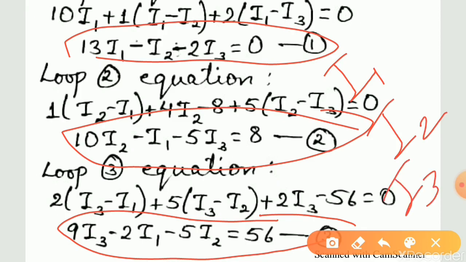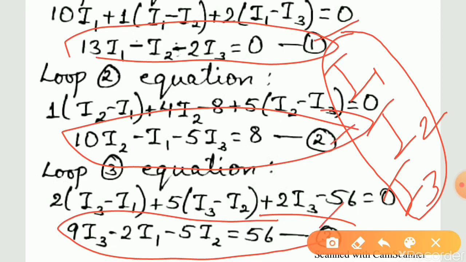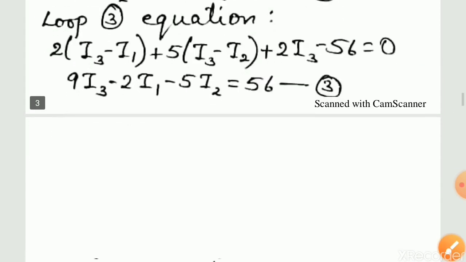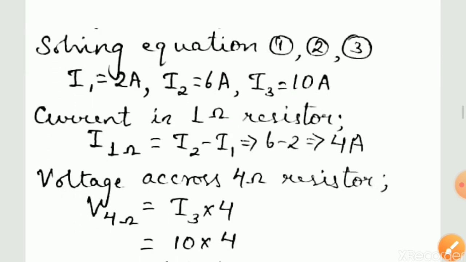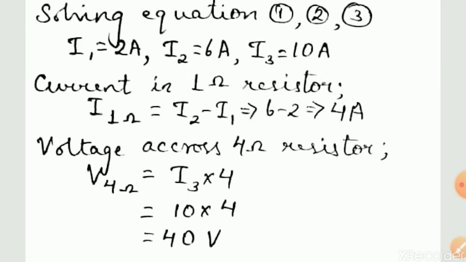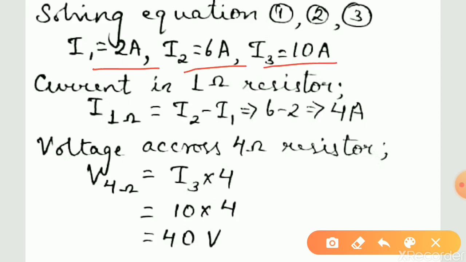We can find the values of I1, I2, I3 by solving the three equations, equation 1, equation 2, and equation 3. When we solve the three equations, we can resolve the values of I1, I2, and I3. So on solving, we have the values of current as I1 is 2 amp, I2 is 6 amp, and I3 is 10 amp.